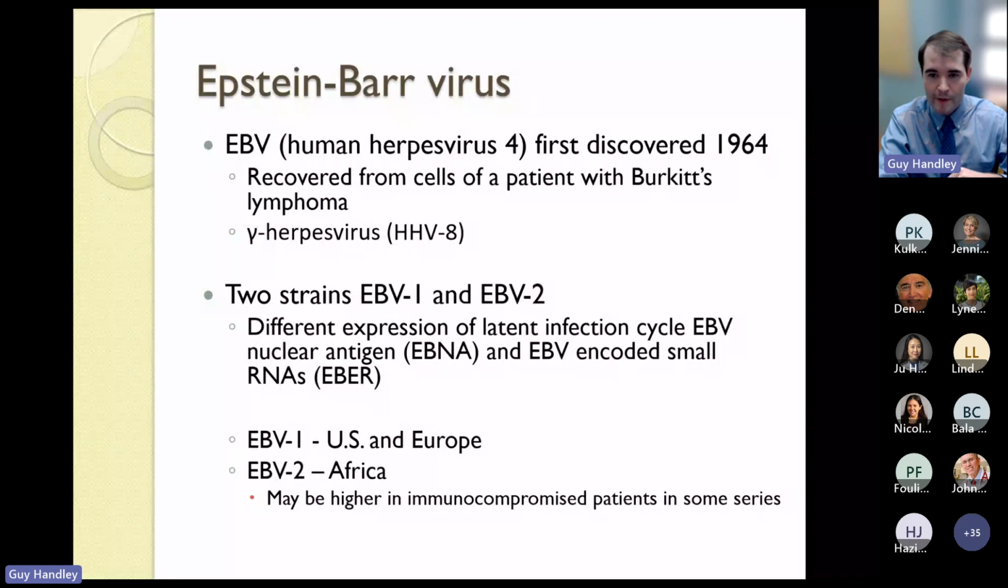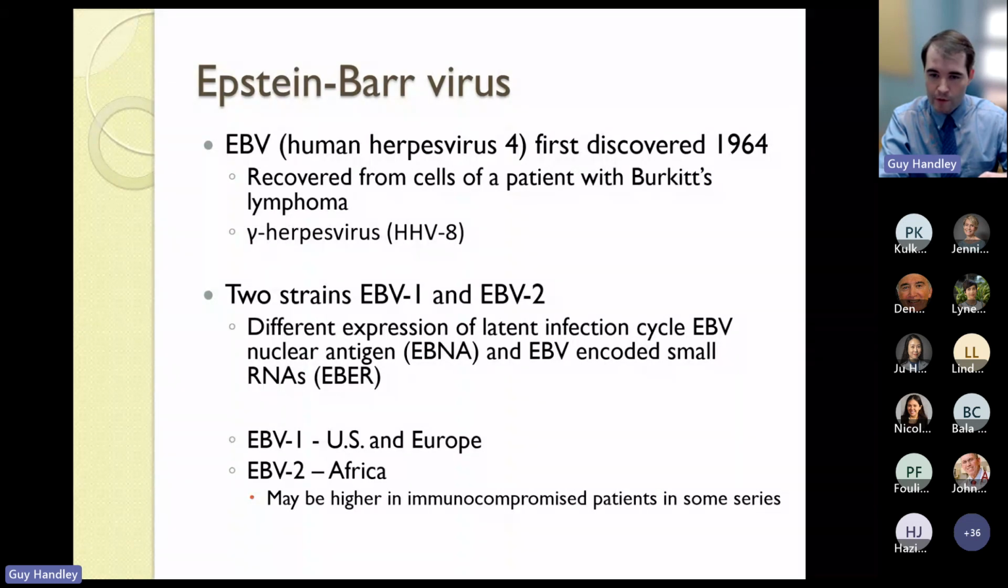It was first discovered in a patient with Burkitt's lymphoma. It's a gamma herpes virus, so the closest related is actually HHV8. We have our alpha herpes viruses, HSV1, 2, and varicella. Our beta herpes viruses, CMV, HHV6 and 7, and then this is kind of a third grouping of viruses.